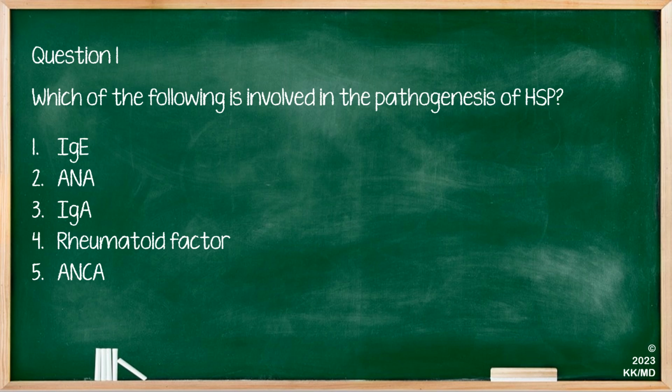Let's do some questions now. Which of the following is involved in the pathogenesis of HSP? 1. IgE, 2. ANA, 3. IgA, 4. rheumatoid factor, 5. ANCA. If you recall, the exact etiology of HSP is not known. However, we do know that this is a type of small vessel vasculitis that is most likely due to an IgA related disease.